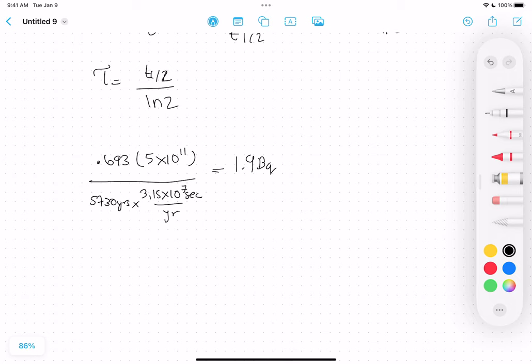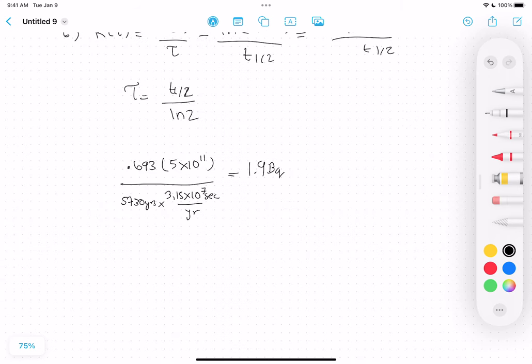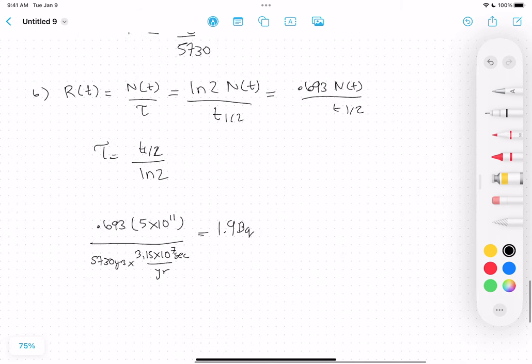But you definitely have to make sure that you're working in seconds here, otherwise you're going to get an answer that's a little bit off. A lot off, actually, not a little bit. But that's how to look at things in that sense. Those are the types of equations that you want to use for this activity stuff. Just make sure that you're doing things in decay per second.